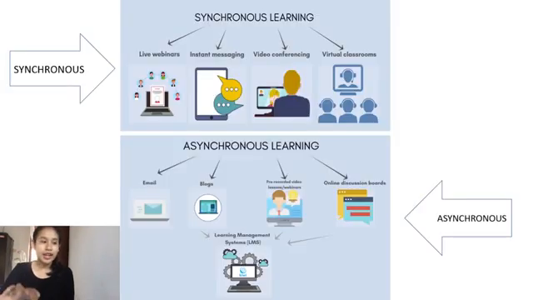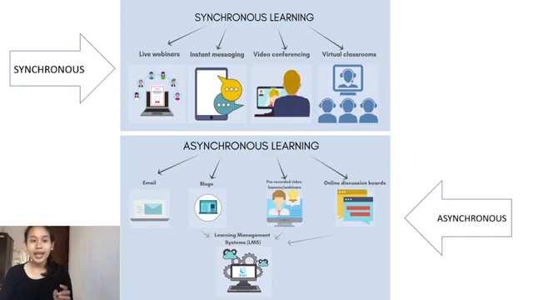And then, what is synchronous learning? Synchronous means at the same time. It means that the teacher gives the material to the students directly by using media like a virtual classroom. The teacher and the student have the same time, and the teacher at the same time delivers the material.